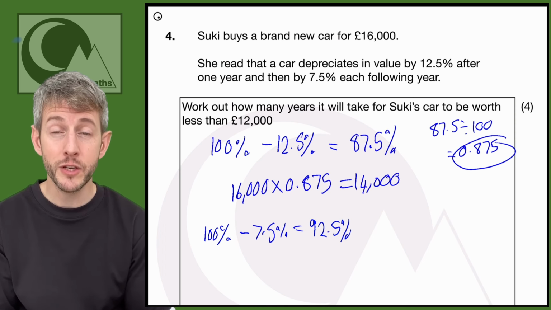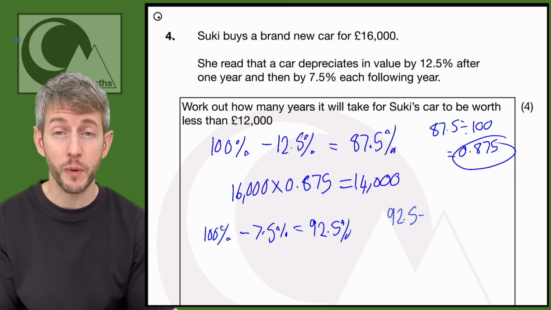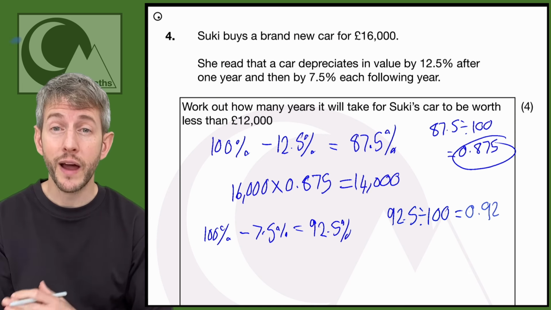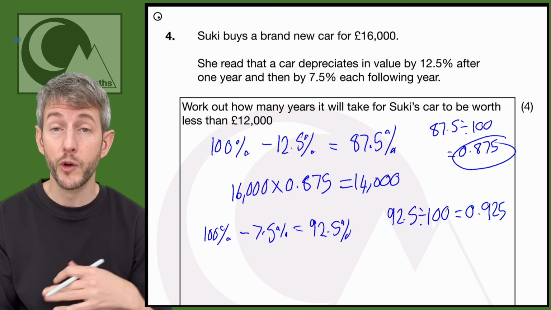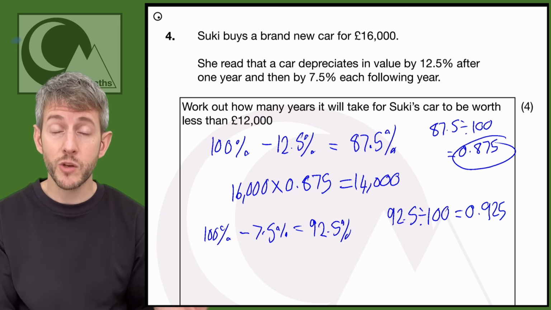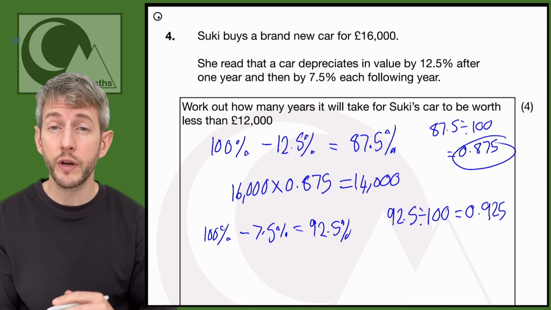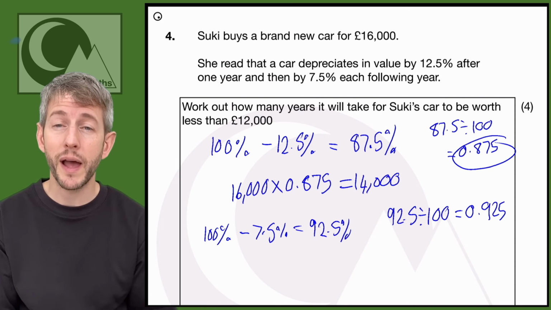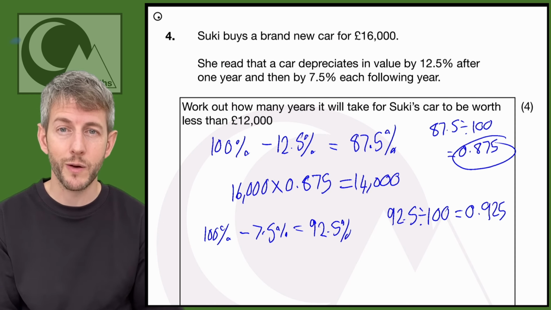And now what I need to do is 92.5 divided by 100, and that equals 0.925. So I know now that anything I multiply by 0.925 will be reduced by 7.5%. So what I need to do is keep on multiplying by 0.925 until my answer becomes less than 12,000. So let's first of all try doing that once.